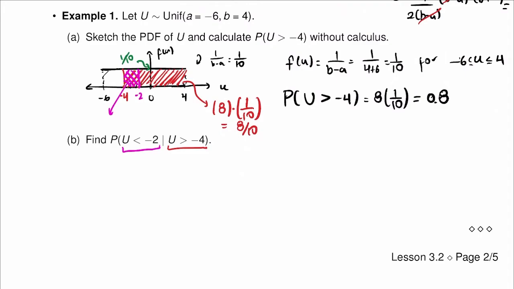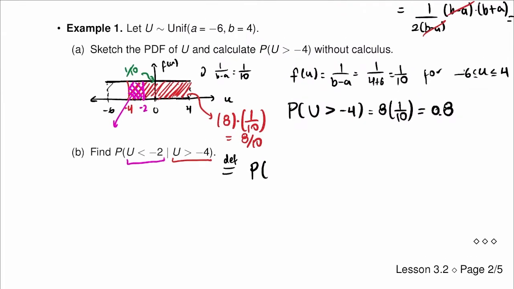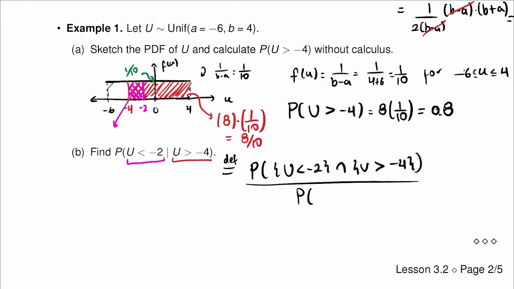To find that, we can use the formula or the definition of the conditional distribution. That is, what is the probability that u is less than -2 and u is greater than -4, over the probability that u is greater than -4, right?